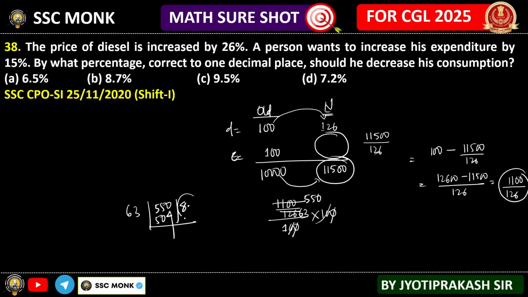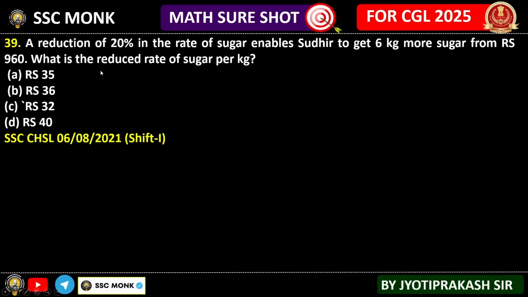So the answer will be 8 point something, that is option B. Clear? Next. A reduction of 20% in the rate of sugar enables Sudhir to get 6 kg more sugar for rupees 960. What is the reduced rate of sugar per kg?